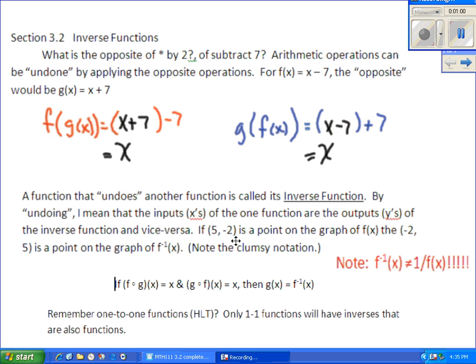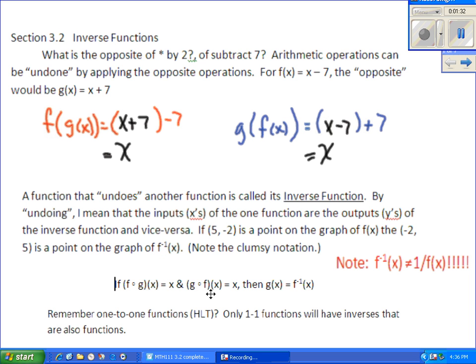Looking at specific points on a graph, if you have 5, negative 2 being a point on the graph of f of x, then on the graph of the inverse function, it has to be the point negative 2, 5. And just a side note here, the notation's pretty clumsy for the inverse function. We use f with an exponent of negative 1 of x to indicate inverse function, which would make you think that it would be 1 over f of x. Not true, it's just poor notation, but that's what we're stuck with.